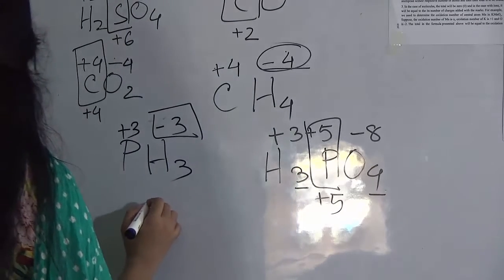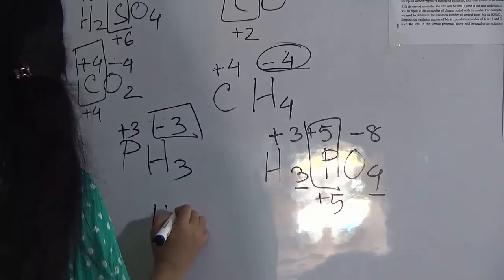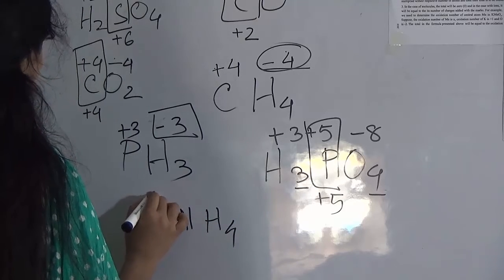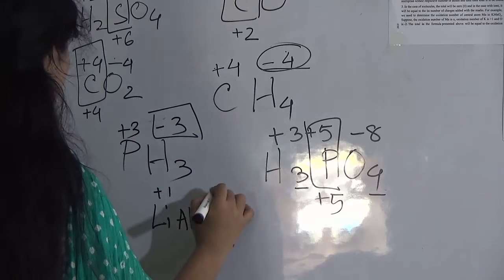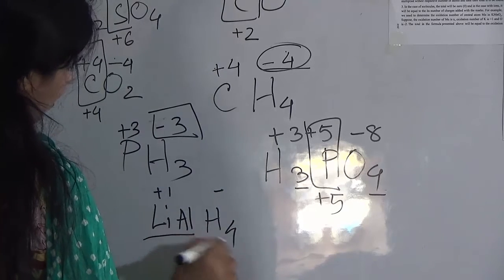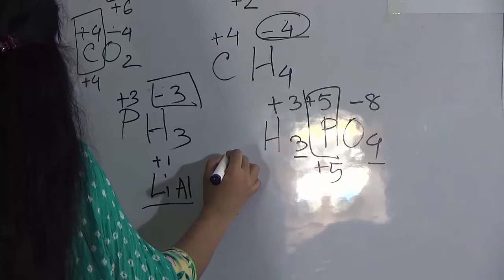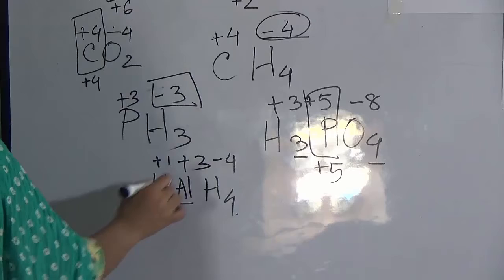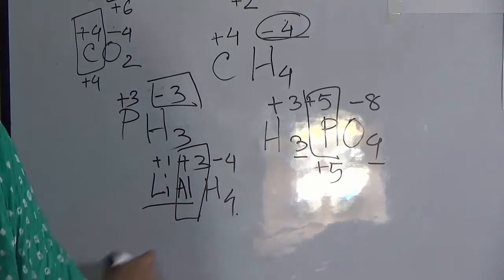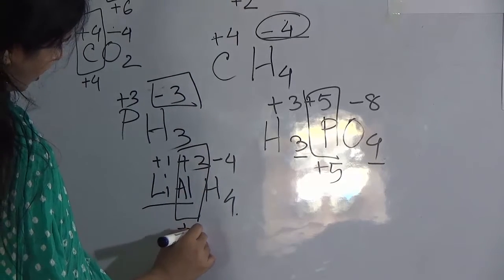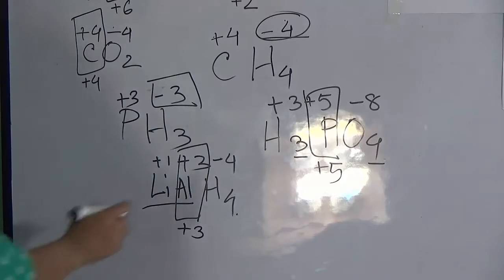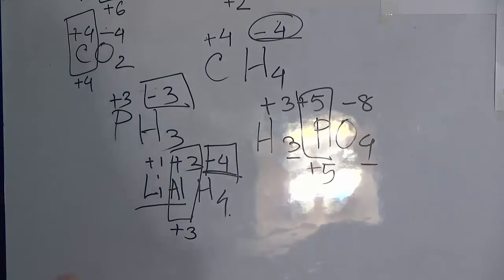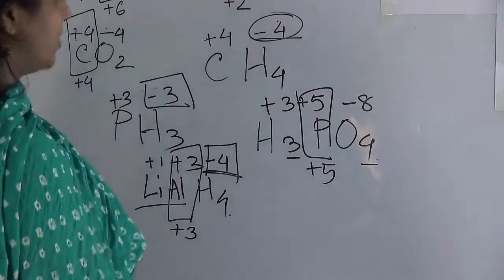Again lithium aluminum hydride, we already found this in the chart. Lithium we know is +1, and because it is a metal hydride, here will be -4, so aluminum will be +3. The middle element's oxidation number is here +3, and look here the oxidation number of hydrogen is -1. Now students, come to the next lesson.